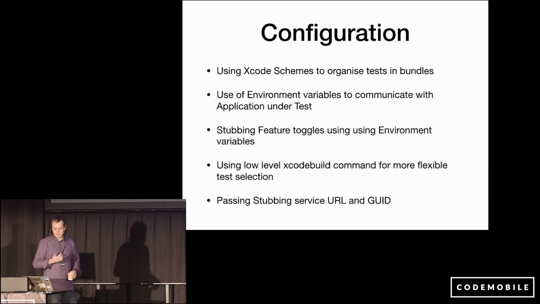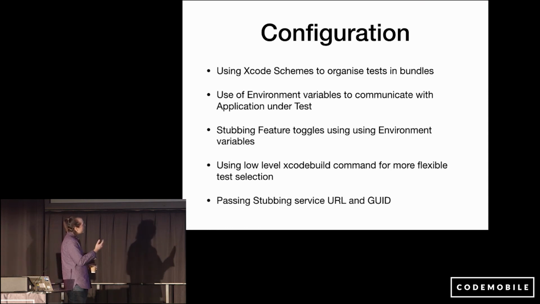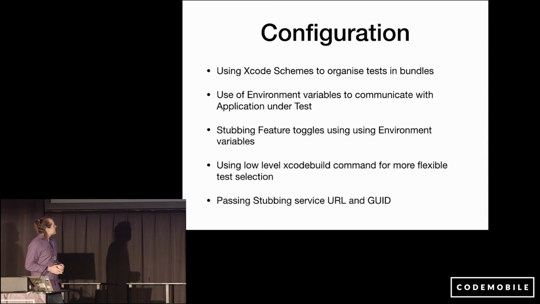Yeah, we can stub the feature toggles using the environment variables or the configuration framework. So that's what that allows us. And also passing the Stubbing server URL and GUID.